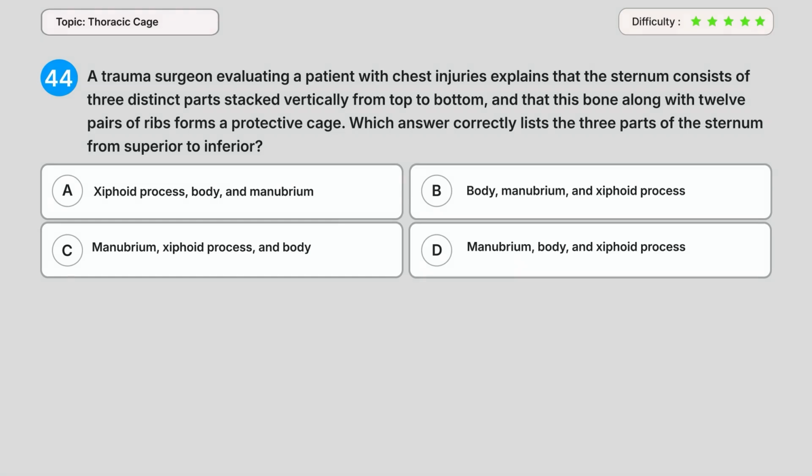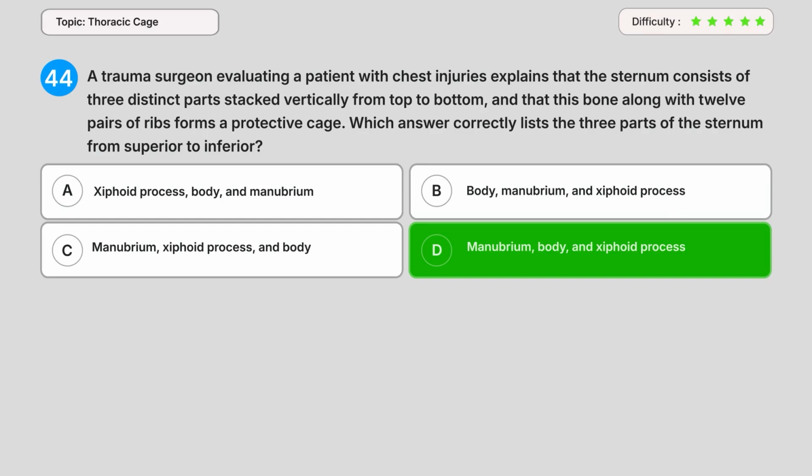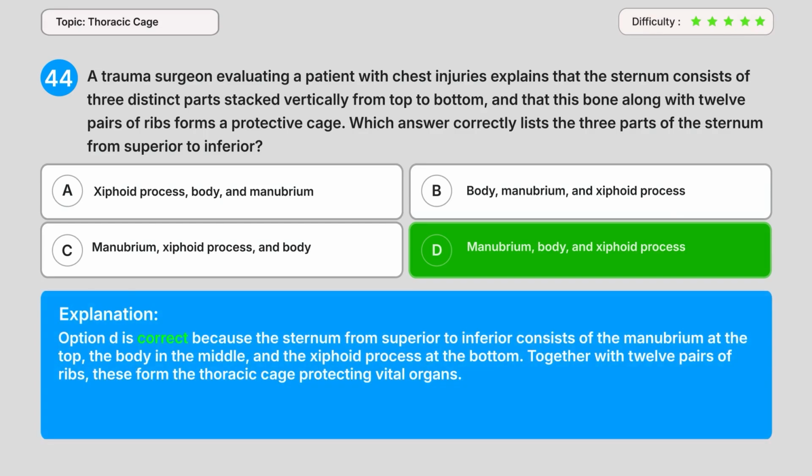Correct answer. D. Manubrium, body and xiphoid process. Explanation. Option D is correct because the sternum from superior to inferior consists of the manubrium at the top, the body in the middle, and the xiphoid process at the bottom. Together with 12 pairs of ribs, these form the thoracic cage protecting vital organs.